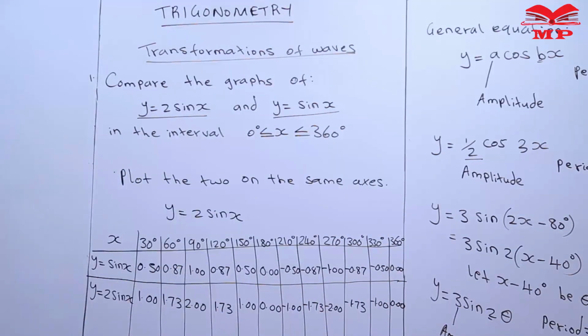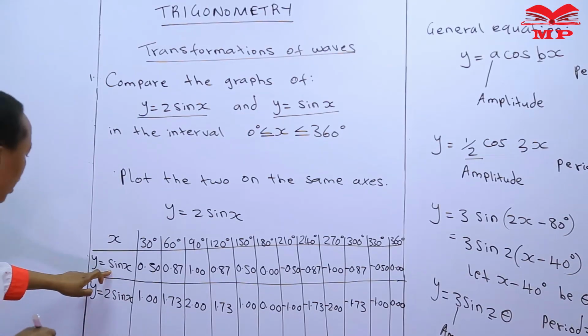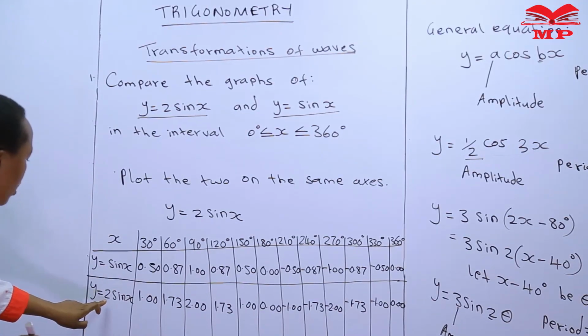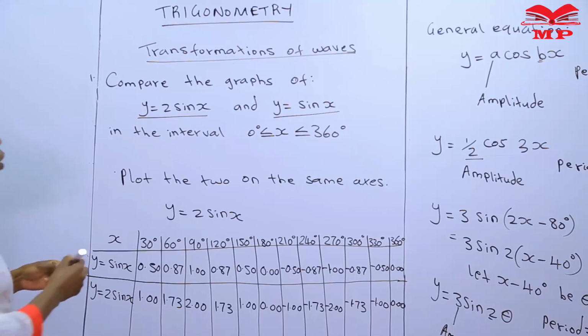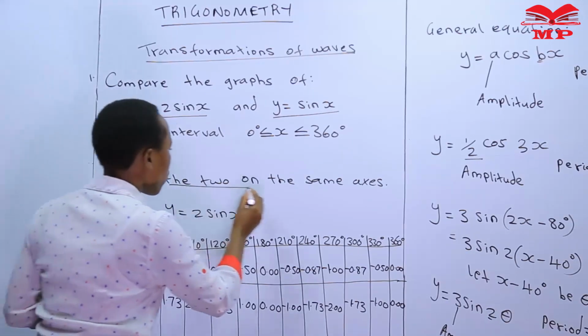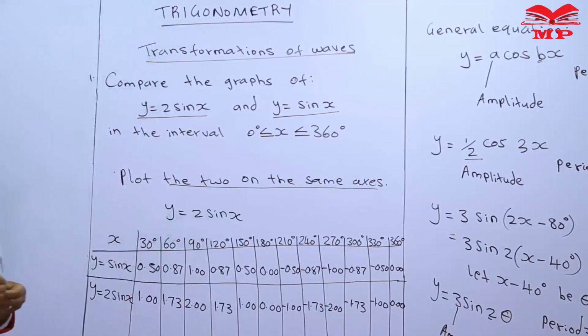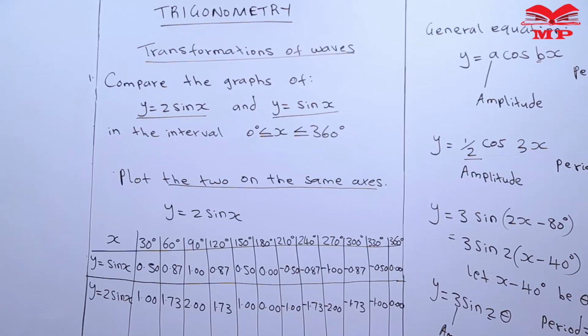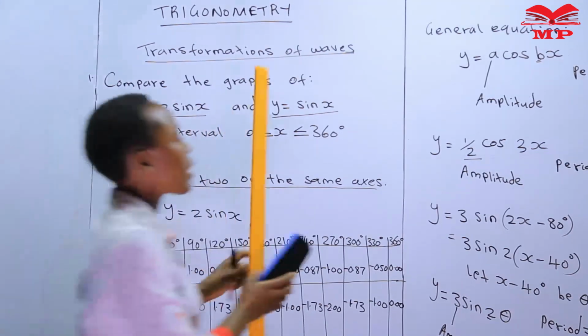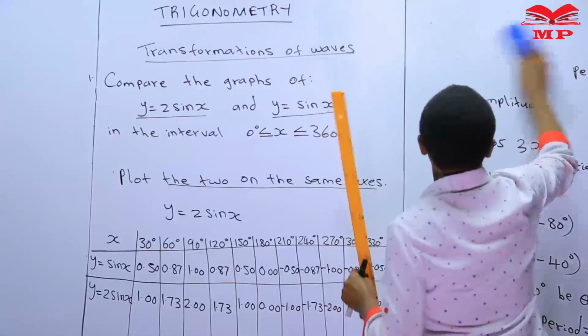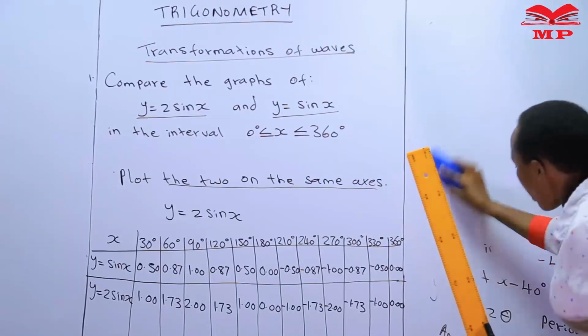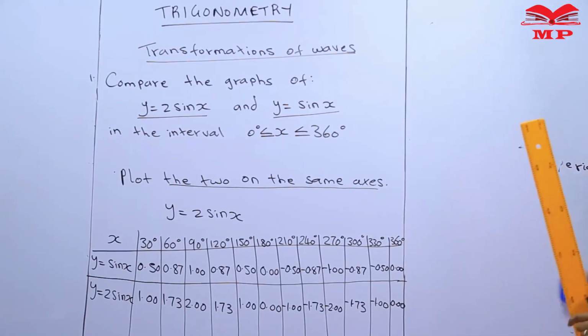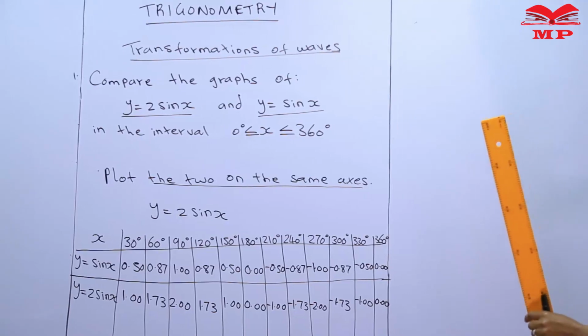Then after having that table, that is for sine x and also for 2 sine x, we are now going to plot the two on the same axis. When we are plotting on the same axis, we plot each one at a time. So we plot one, we name it, then we plot the other one and name it to avoid confusion.